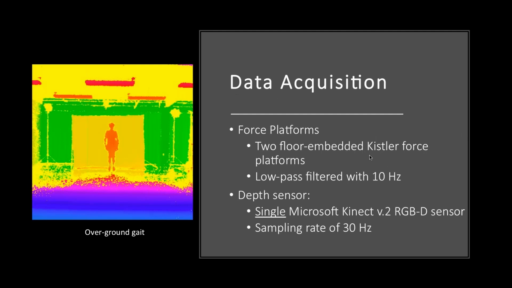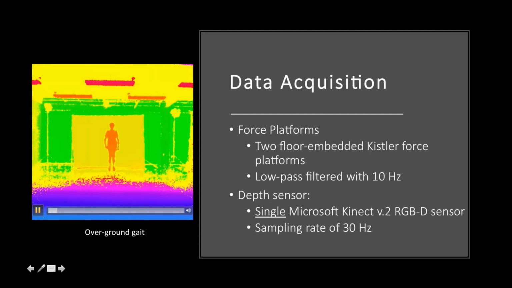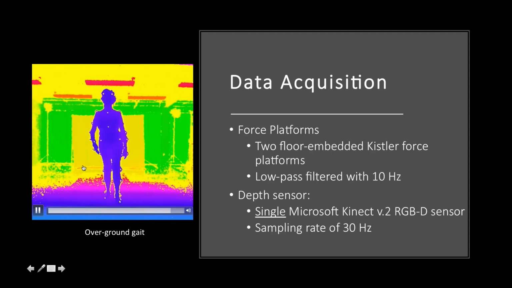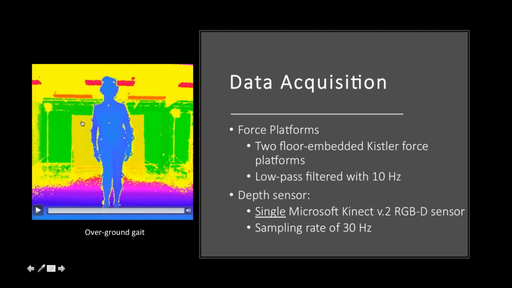So for the data acquisition, as I said, we had two Kistler force plates and a depth sensor. To the left-hand side, as you can see, this is a PD patient walking in front of the Kinect sensor in the lab. What you see here is basically the depth data. So in addition to the 2D trajectories, we are also getting this depth information from the Kinect.